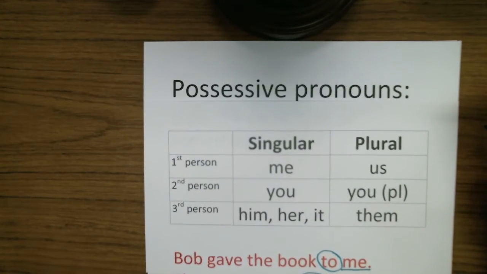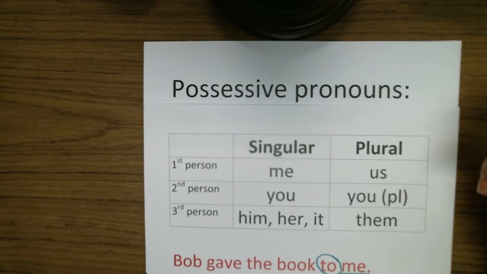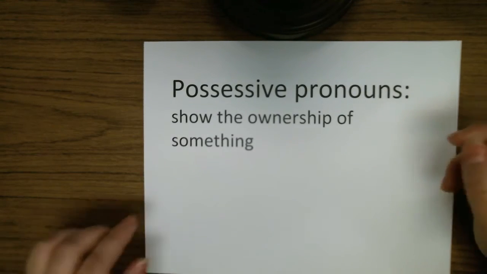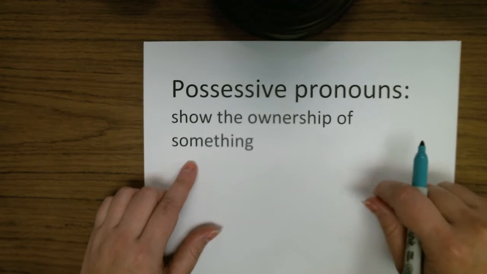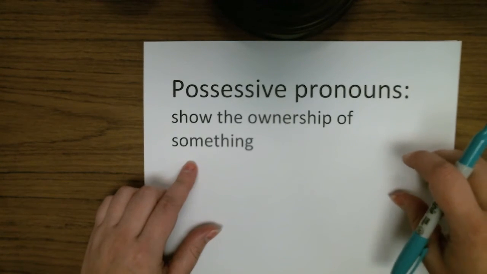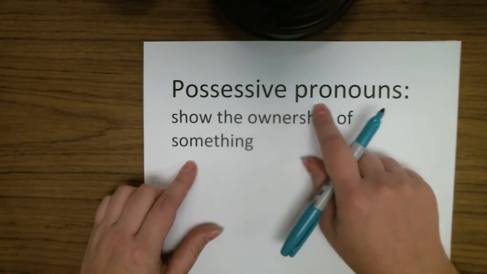Our next type of pronoun is a possessive pronoun. Now we looked at possessive already in nouns, and possessive pronouns are pretty similar. So possessive pronouns show the ownership of something. Just like if I say Miss Pasma's book, that shows that it belongs to me, shows the ownership. Pronouns that are possessive show that something belongs to a person.